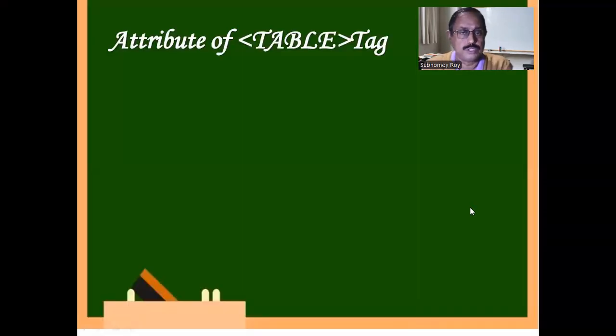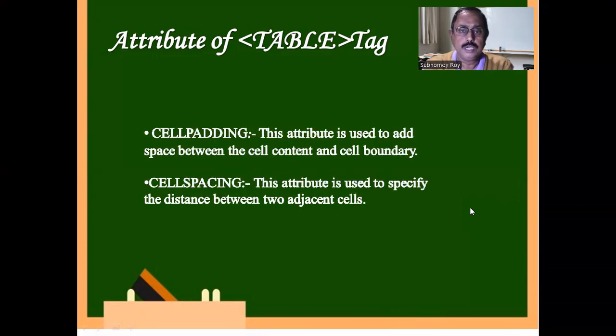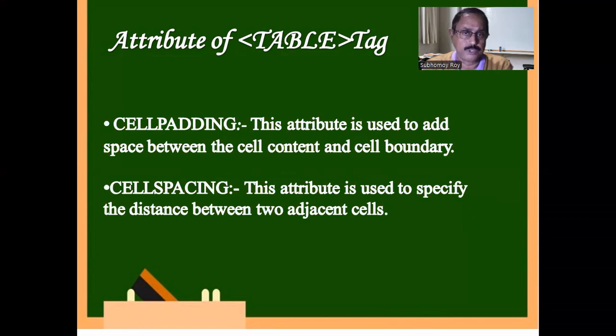Now let me explain some other attributes that we can use with the table tag. These are cell padding and cell spacing. First of all, I will show you cell padding and cell spacing. What is cell padding? This attribute is used to add space between the cell content and the cell border. So the gap between the border and the cell content, or the cell data, you can increase or decrease using cell padding. And this is an attribute that we can use inside the opening tag of the table tag.